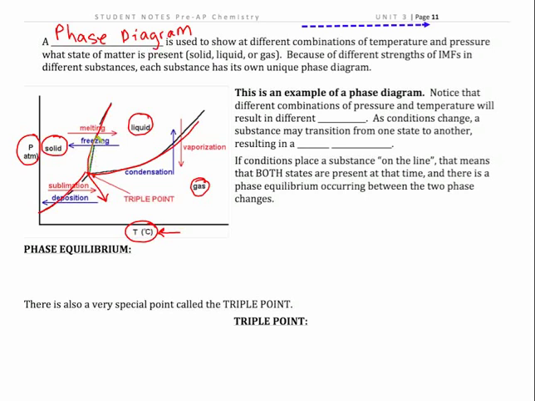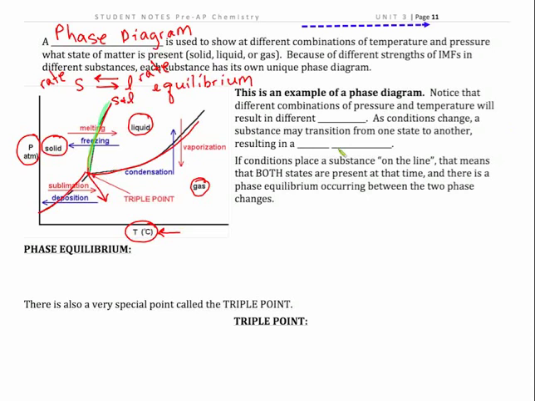On the line, we have both solid and liquid. So on that line, we have both solid going to liquid, and liquid going back to solid. And that's called an equilibrium, when both are present at the same time, and when the rates of each are equal. So when the rate of solid going to liquid is equal to the rate of liquid going to solid, we have equilibrium. So on the line, I have both solid and liquid.